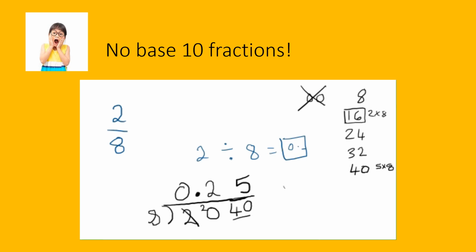So look at my answer. I've just done my decimal point, my division here, and I've got the answer 0.25. And guess what? We were looking for a decimal answer, right? And that is it. 0.25. Get ready. I'm going to give you some more to practice with.